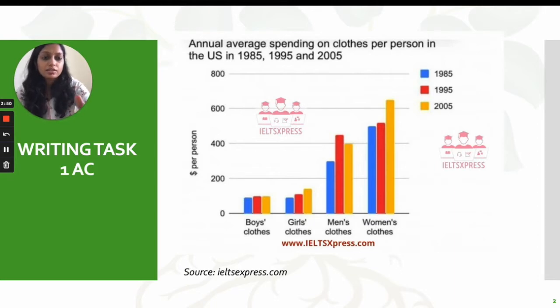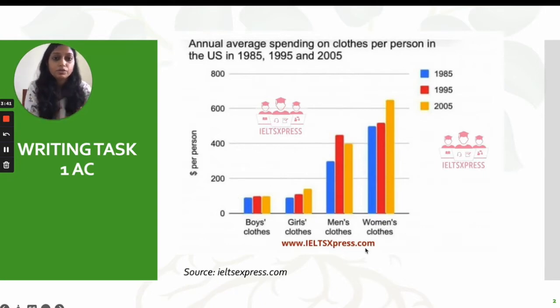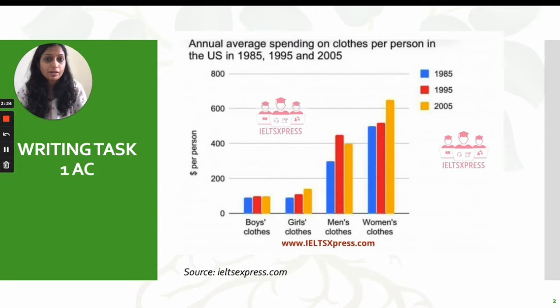Now, since this data is all in the ascending order, you might want to say that boys and girls' clothes had the least amount of spending, whereas men's and women's clothes had a higher amount of spending. And you can also say that boys and girls' clothes had almost an equal amount of spending, whereas that was not the case with the elder people category. These are 2 points that you can include in your overview, and also your body paragraph split can be based on age. Boys and girls in one paragraph, men's and women's in another body paragraph.